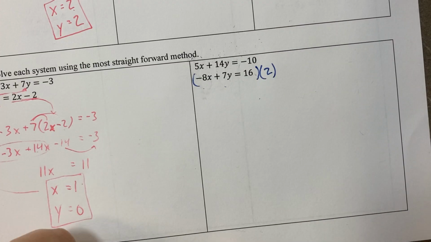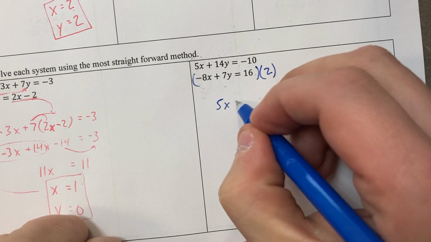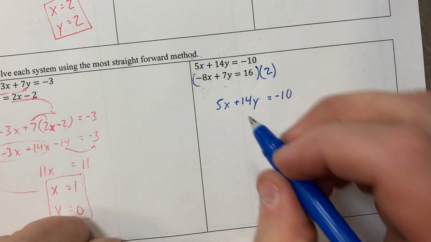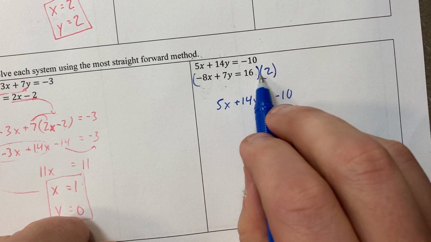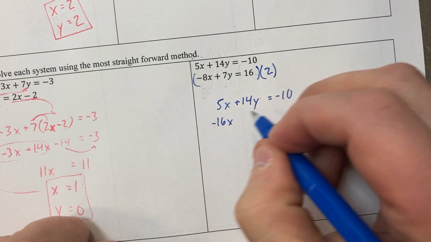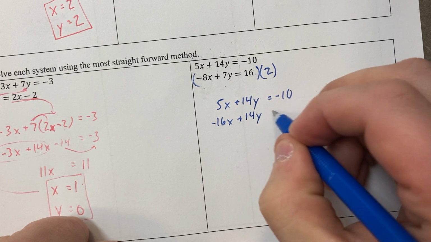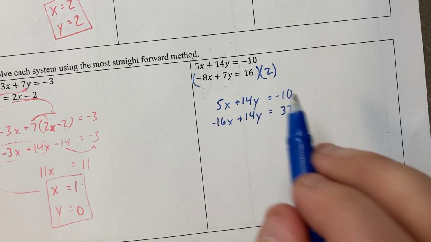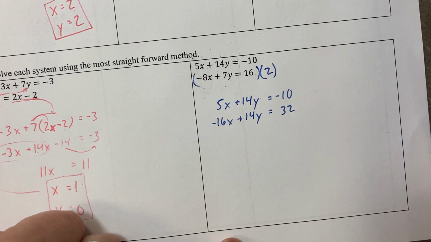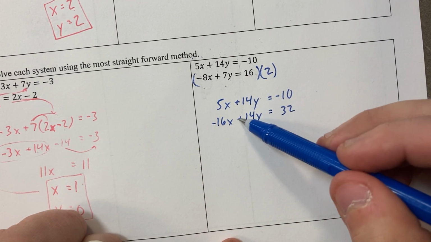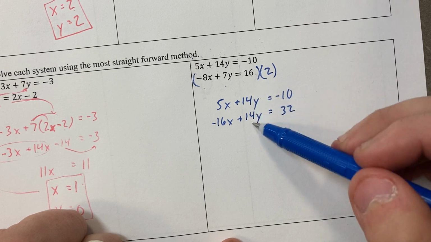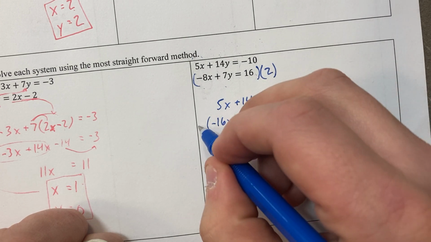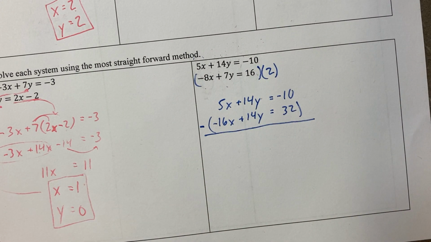So my system of equations turns into 5x plus 14y equals negative 10, and times 2 now, everything's multiplied by 2. Negative 16x plus 14y equals 32. I multiplied everything by 2 in this bottom one. And if you want, you could multiply it by negative 2, so that way you would get a negative 14, and then they would cross off by adding. I do now have to subtract these two together.